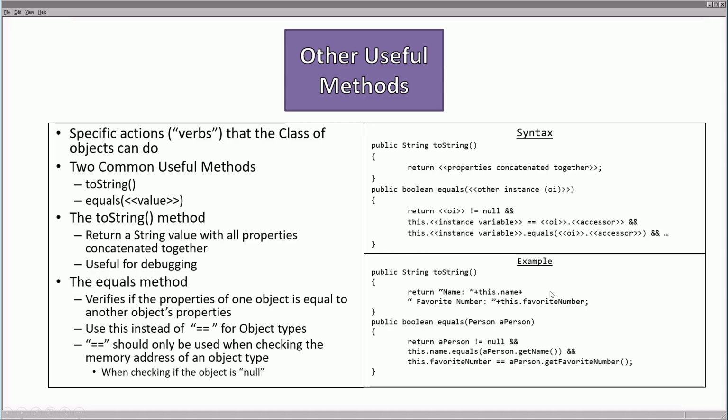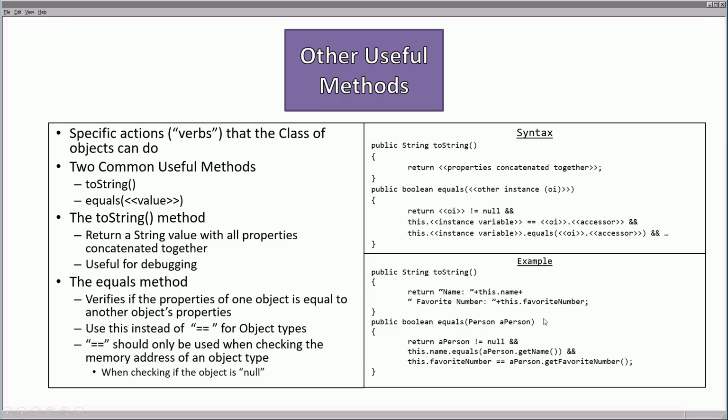So with our running example, we have both the property name and favorite number. When we create toString, we return the string name plus the property this.name. Then we concatenate that together with the string favorite number, and then concatenate that with the property this.favoriteNumber.